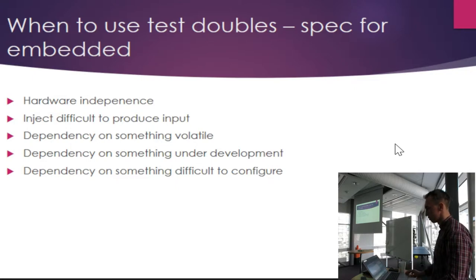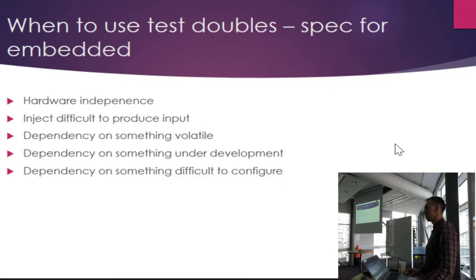Another thing, when you should use this test mock, is when you want to try your module with an input which is difficult to produce in a real environment. The next thing is a dependency on something volatile. So you are not sure if this piece of code is stable, but you don't want to write a test which uses this piece of code because you are writing unit tests for this small thing which is not related to this dependency.